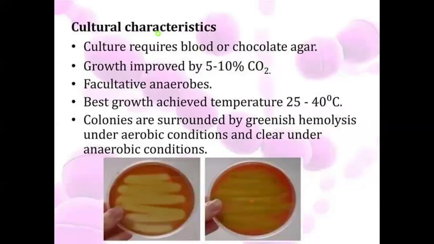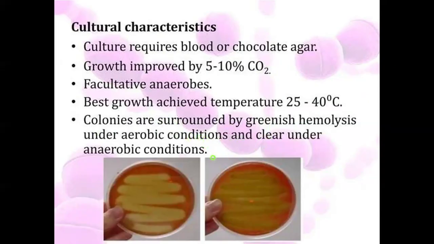Then cultural: it can grow in blood agar or chocolate agar. Growth improves by 5 to 10% carbon dioxide. Facultative anaerobes, best growth achieved in temperatures of 25 to 40. Colonies are surrounded by greenish hemolysis under aerobic conditions and clear under anaerobic conditions.